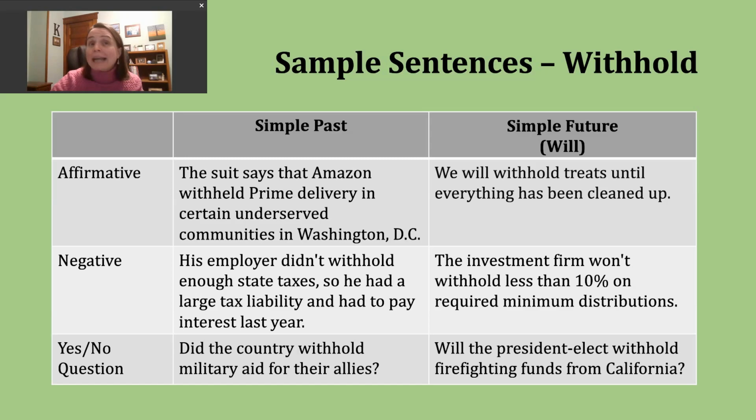Now let's look at a negative simple past tense sentence. To do this, you're going to notice the pattern of having a subject, did not, and then the base verb, right? So we won't have the irregular form of our verb in the negative. Here's another example sentence. His employer didn't withhold enough state taxes, so he had to pay a large tax liability and had to pay interest last year.